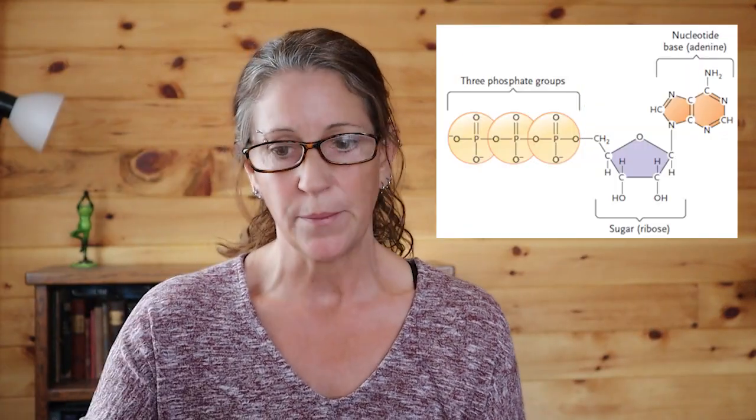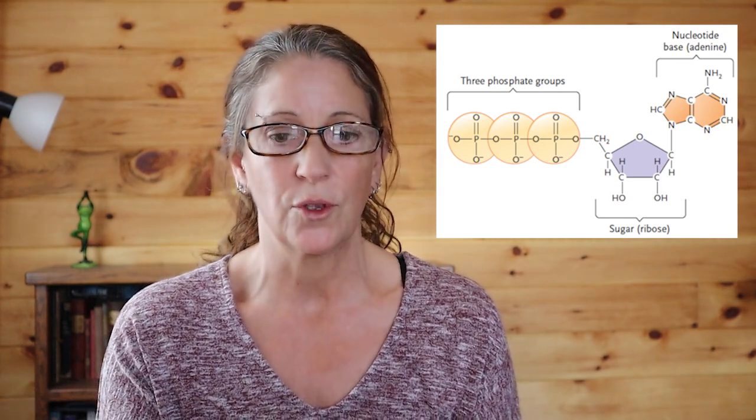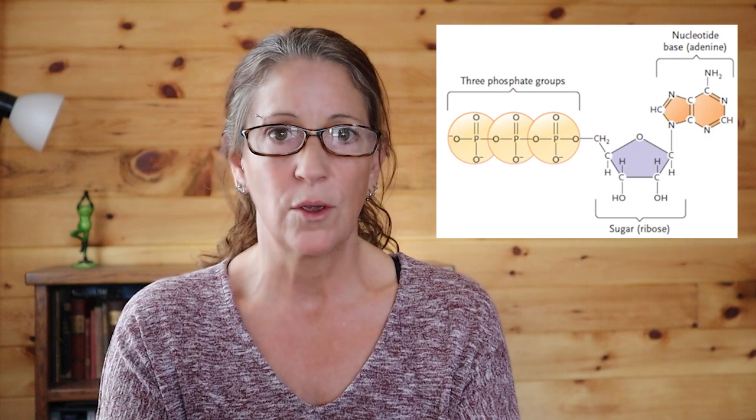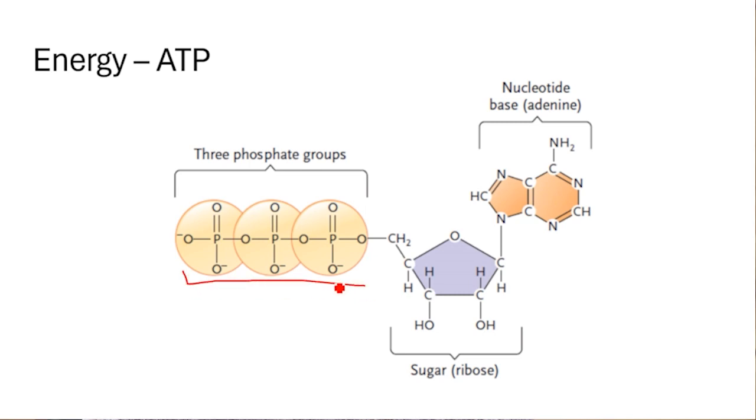This is what our energy molecule looks like. So this is an ATP. So it is an adenosine, which is actually just like a nucleotide. So the nucleotides are the molecules that make up our DNA and RNA. So adenine is one of those, except that now it has 3 phosphates.